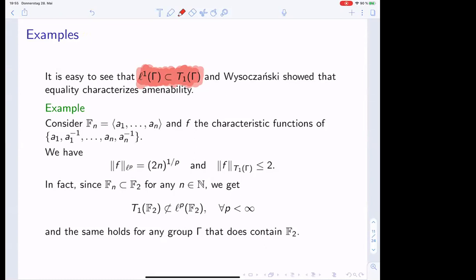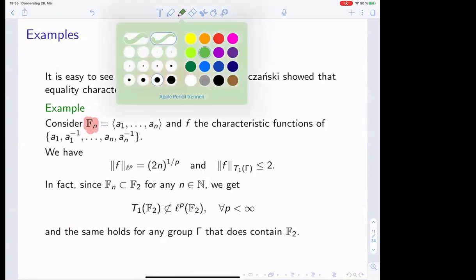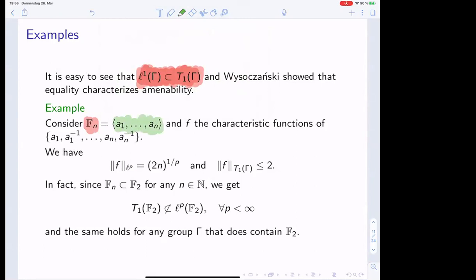And now look at the opposite side. Now look at the free groups. So let's take the free group on n generators, generated by a1 through an. And let f be the characteristic function of the generators and their inverses. So that's a natural function to consider. And so now we want to compute the Lp norm of this characteristic function. That's very easy. It's just like this for obvious reasons. And we also want to compute the T1 norm. And I claim that the T1 norm is less than or equal to 2.